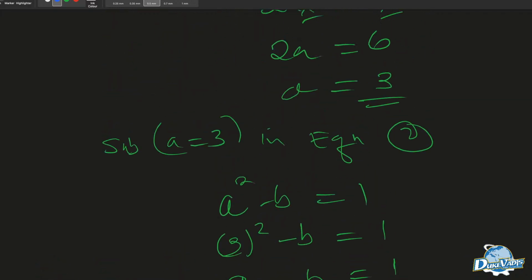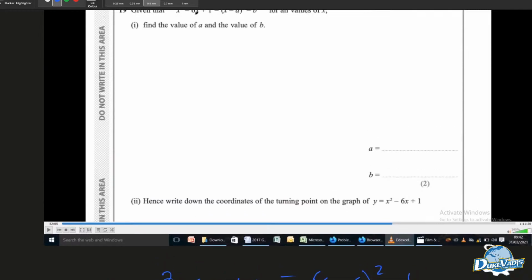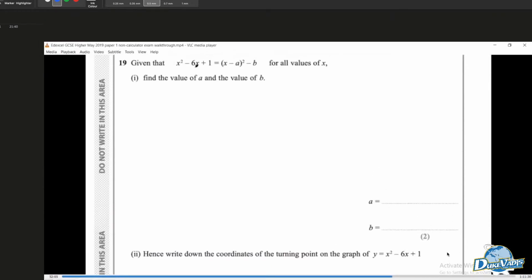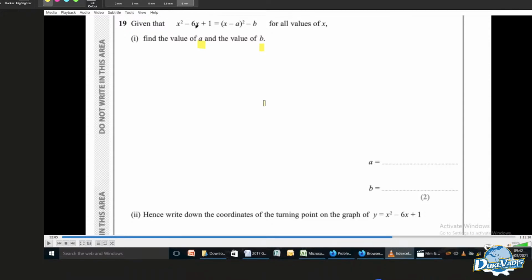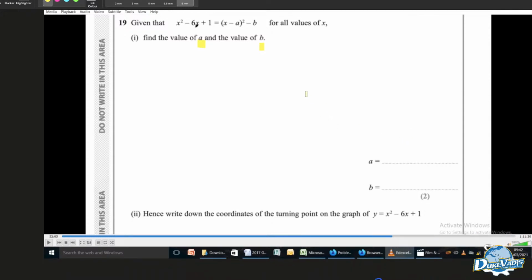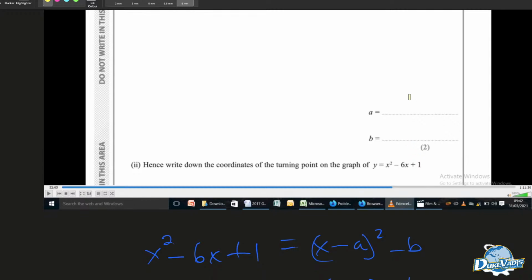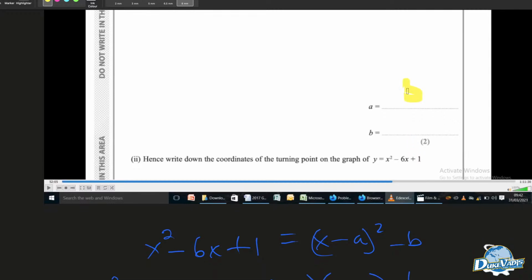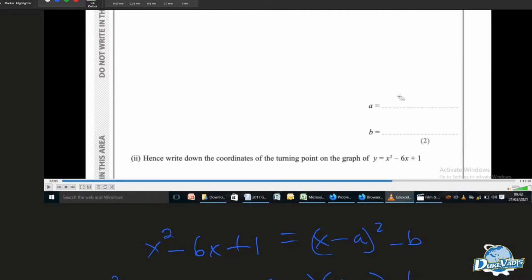So let's go back to it again. That's all we're given. We're given that x squared minus 6x plus 1 is equal to x minus a, squared, minus b. Find the values of a and b. This is what we're looking for. Later on when we calculated it, we had the value of a to be 3, and b is 8.